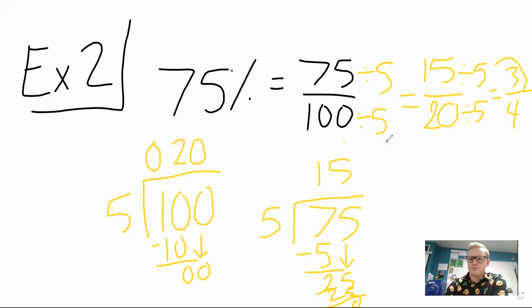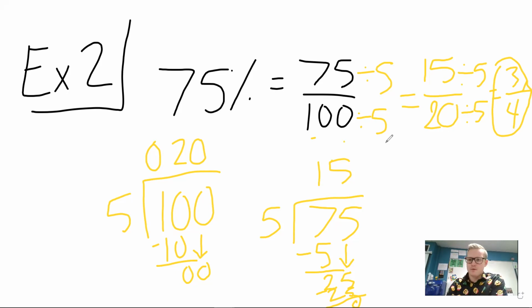3/4. So that would be my answer for example 2, writing 75 over 100 or 75% as a reduced fraction. So 3/4 would be my answer there.